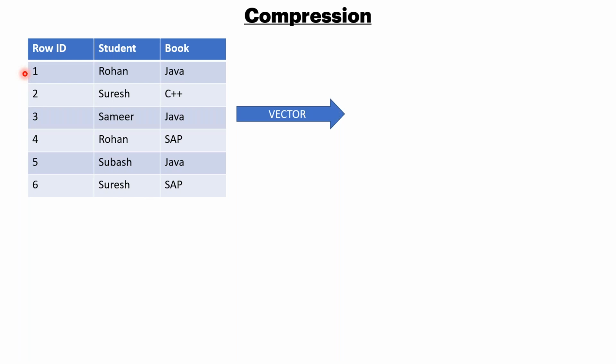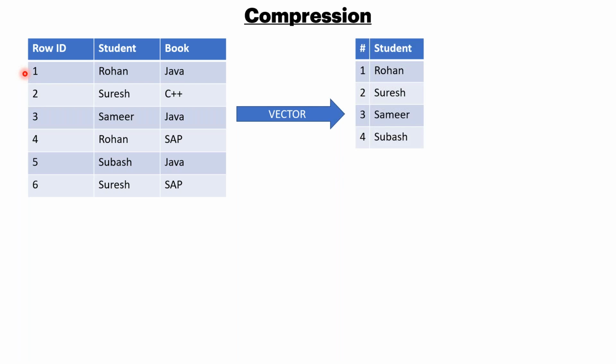Let's turn this particular data into a vector table. What is a vector table? What a vector table does is it converts all the strings and assigns them to an integer and removes the duplicates. Now I have removed the duplicate names. Rohan, Suresh, Samir, Subhash all feature only once, and I have assigned an integer to each. So whenever I say 1, it is Rohan. Whenever I say 2, it is Suresh, and so on and so forth. Similarly, I have assigned vectors to the books as well. 1 is C++, 2 is Java, and 3 is SAP. Now this is my reference table.